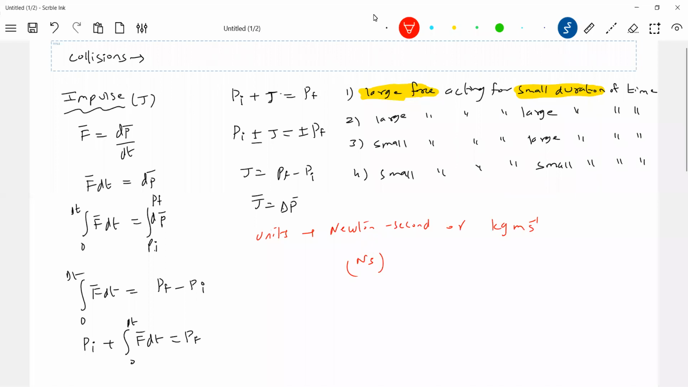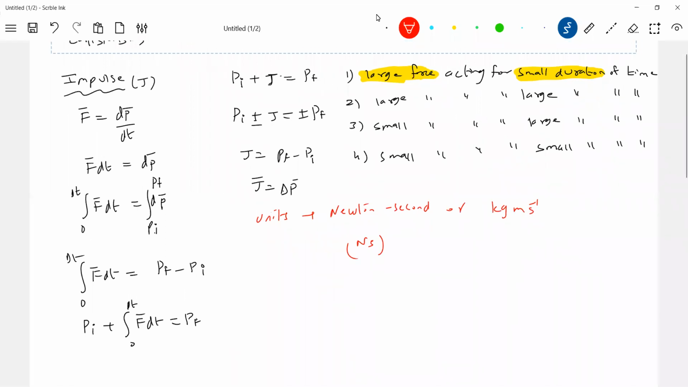Now then after this, okay, what are the examples? Already I gave all these examples. So let's see how to do numericals when an impulse acts on your body. Let's take first an example. An object is at rest.